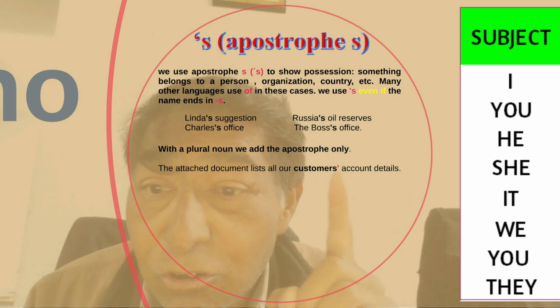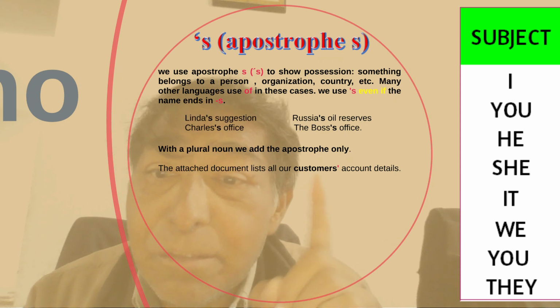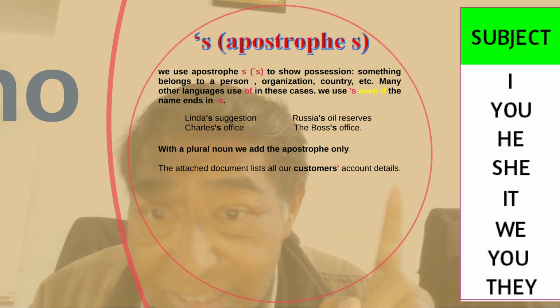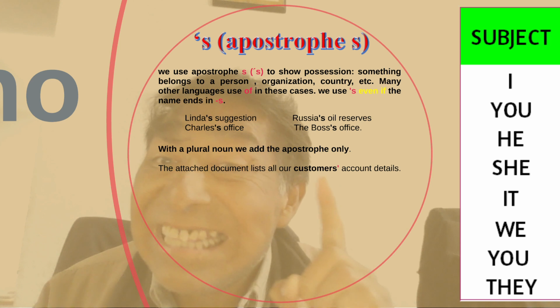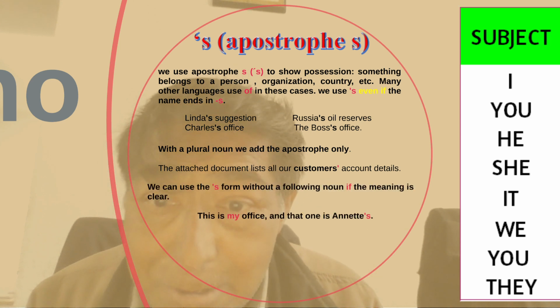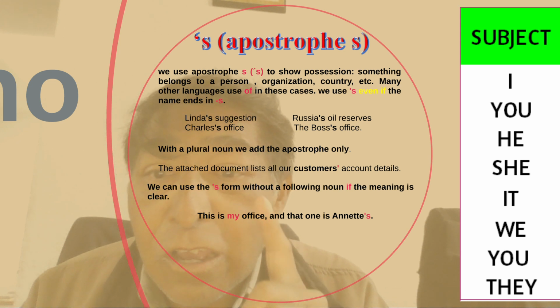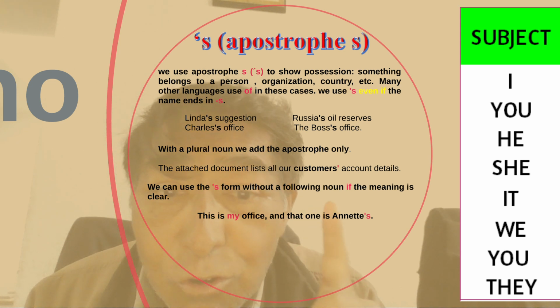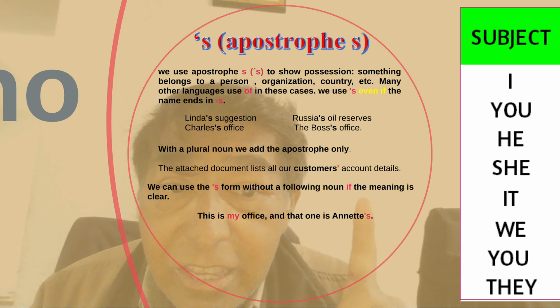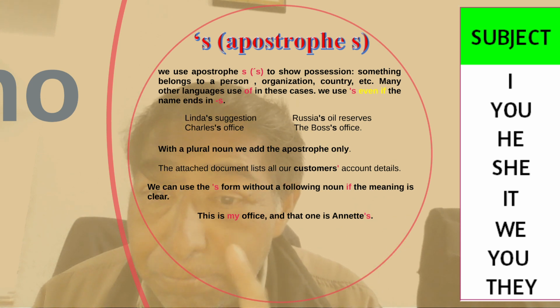Okay, so we add only the apostrophe indicating the possession. Whose details? Our customers' details. Okay, now we can use the apostrophe S form without a following noun if the meaning is clear.